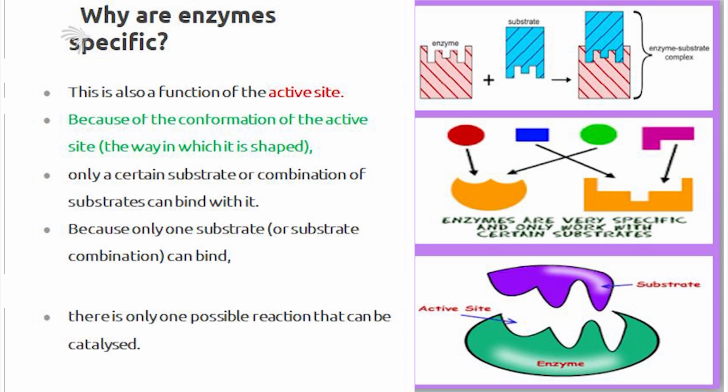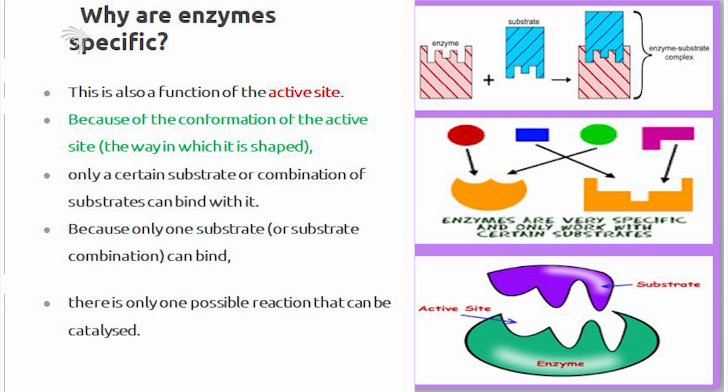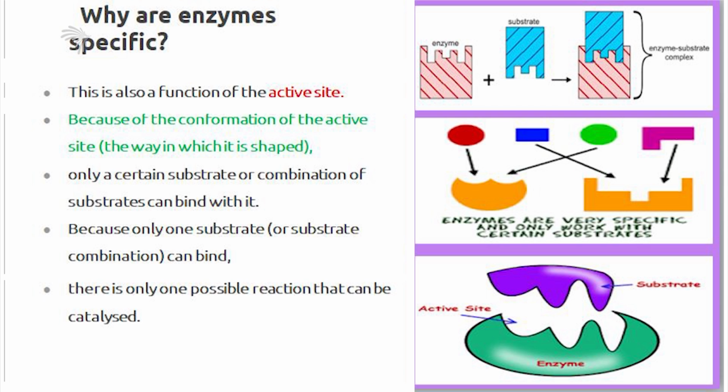There is only one possible reaction that can be catalyzed due to their specificity. Here in the slide, you can see different shapes of the active sites and different substrates. How are enzymes affected by pH and temperature?